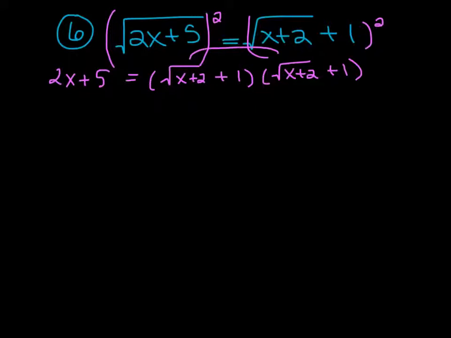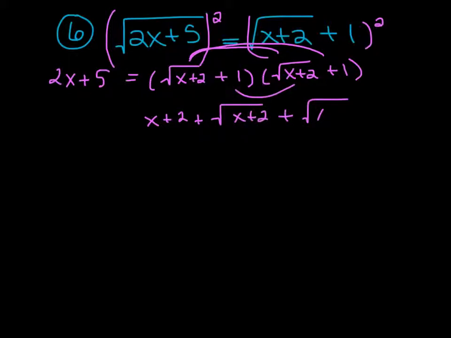So square root of x plus 2 times square root of x plus 2, that just cancels out that square root. So I just end up with x plus 2. Square root of x plus 2 times 1 is just square root of x plus 2. 1 times square root of x plus 2 is square root of x plus 2. And then 1 times 1 is 1. And then I'm going to add up those like terms. So I get x plus 3 plus 2 square root of x plus 2.